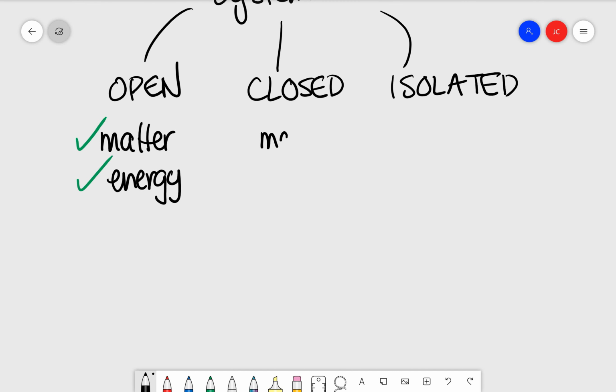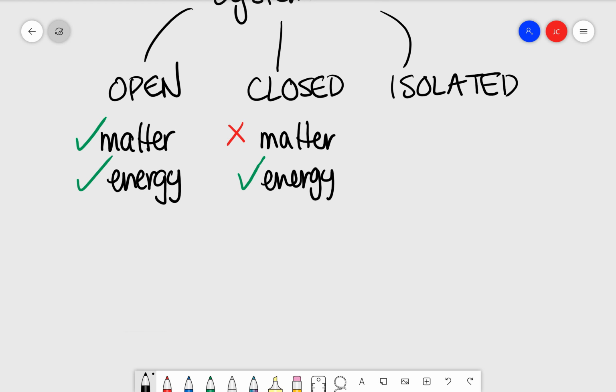Now, closed systems don't allow matter to enter or leave, but they do allow energy. So no matter, but energy can. This would be if you took that pasta pot and put a lid on it. Well, now you can't exchange pasta or anything, put salt in, take stuff out, but the energy from the stove is still entering the pot and it's still leaving the pot, and that thermal energy is being exchanged.